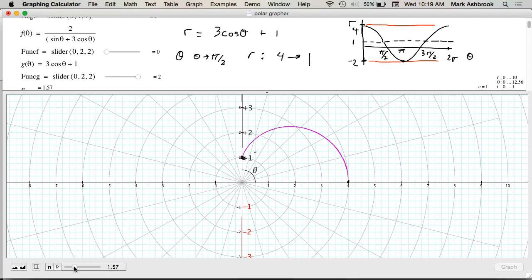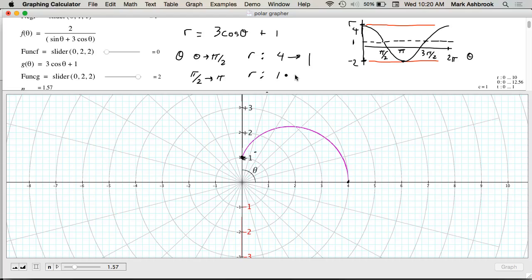Okay, so now it gets trickier. Why? Because we're going to have some negative r values. So as theta goes from pi over 2 to pi, what happens? R does what? R goes from? But in between, it's going to hit what? 0. It's going to hit 0, right? So it's going to go from 1 first to 0 and then to negative 2.